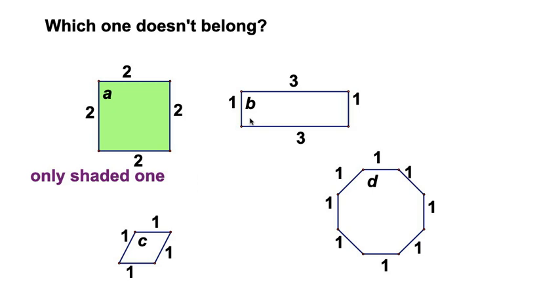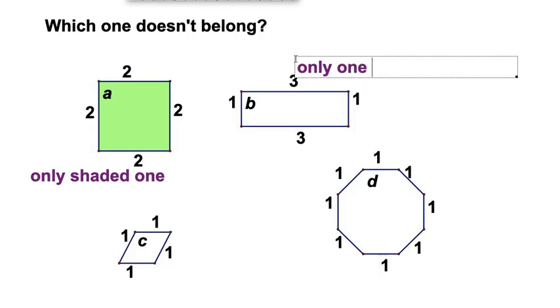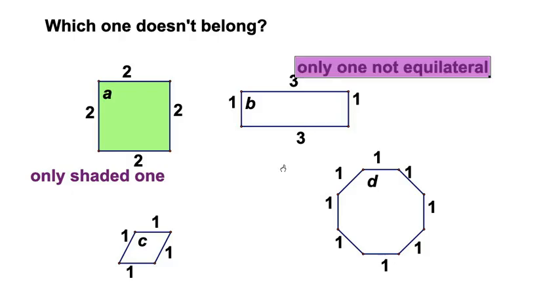And then someone's going to look at this B and say, well, it's the only one not equilateral. And I said, oh, okay, that's good. And I'm saving this one for a while.